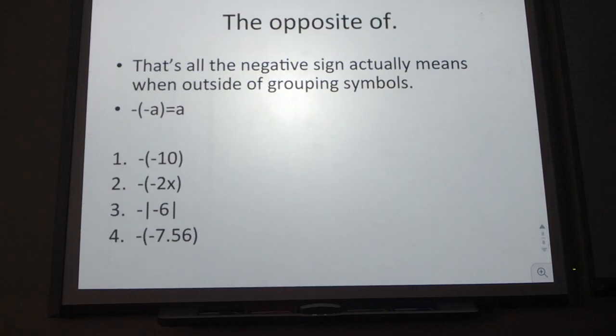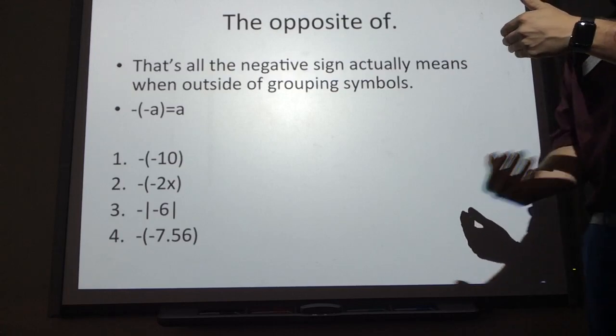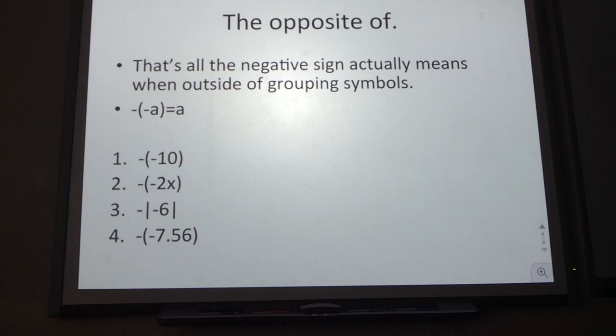Alright, last slide. If there's a negative outside of parentheses, all that means is make the inside its opposite. Make the inside its additive inverse. It's the same thing as distributing that negative sign. So we're going to take that negative sign and put it inside. So a negative times a negative is a positive. And remember, if there's a negative and then a negative, they turn into a positive. So that negative times that negative turn into a positive. So 2x.